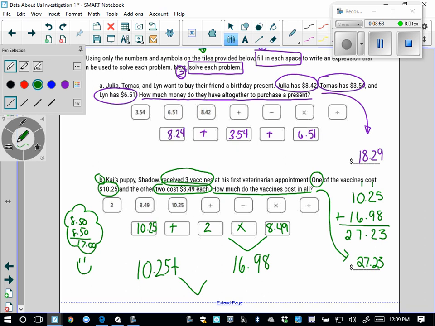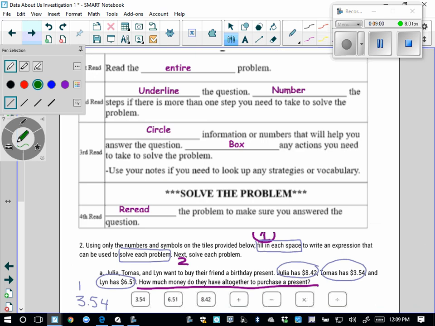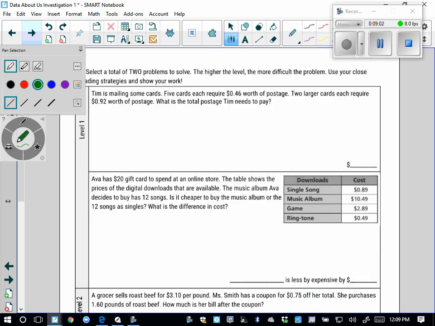And then the next thing we did in class was we practiced those skills on either a level 1 problem or a level 2 problem. So I'm just going to do one of these, but we're not going to do all of them together here.